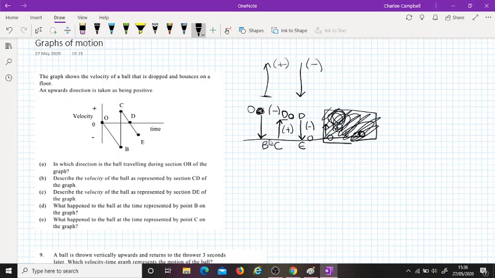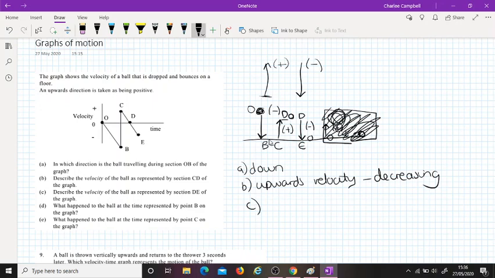So in which direction is the ball travelling during section O to B? So O to B, it's going down. Describe the velocity of the ball as represented by the section CD. So CD, it's got an upwards velocity, and obviously it's decreasing because it's going upwards. Our velocities decrease when they're going upwards because it's going against gravity.